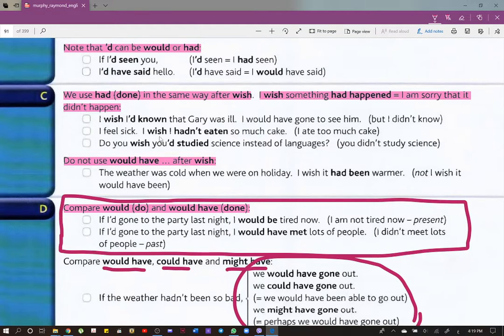Now, I feel sick. I wish I hadn't eaten so much cake. Okay, do you wish you'd studied science instead of languages? All right. Do not use would have after wish.